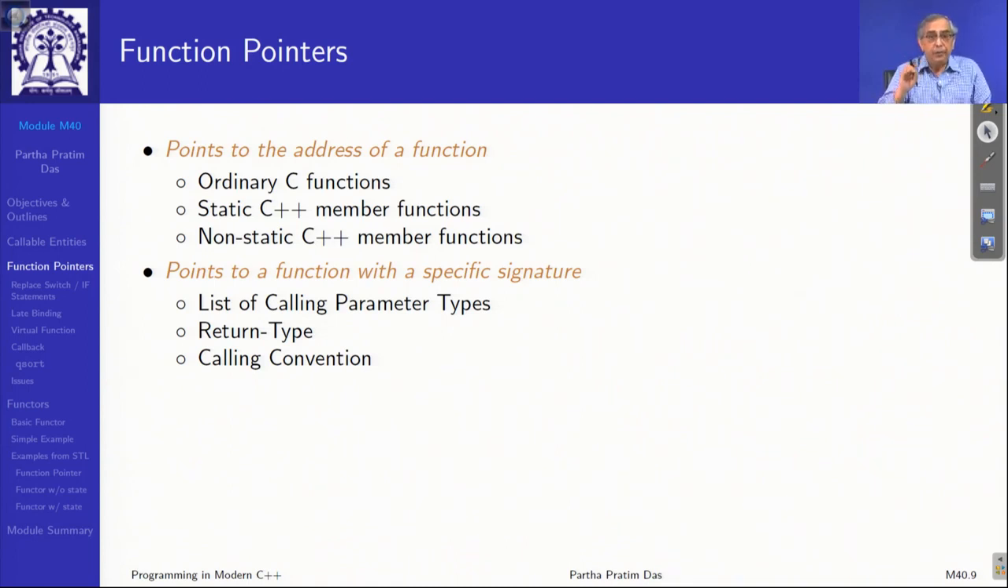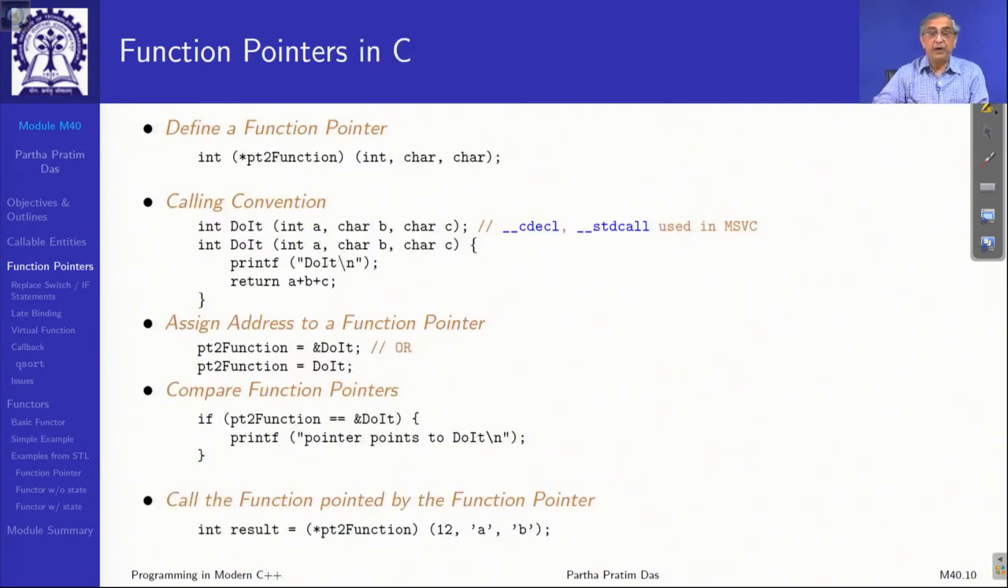So, a function pointer points to a function with a specific signature. It needs to know the signature, that is the list of calling parameter types, the return type, and the calling convention, whether it is a C convention or a C++ convention or some other specific convention defined by the vendor, and so on. So, these are typical function pointers in C. You can define a function pointer and use that. You can use different calling conventions. Here there will be the C calling convention, which is the C declaration. Microsoft Visual C++ uses some additional calling conventions for the Windows API particularly.